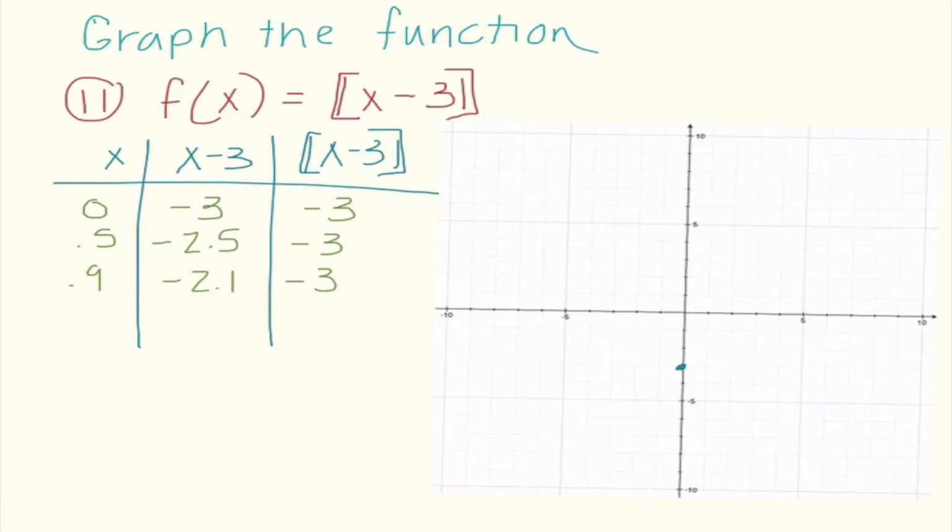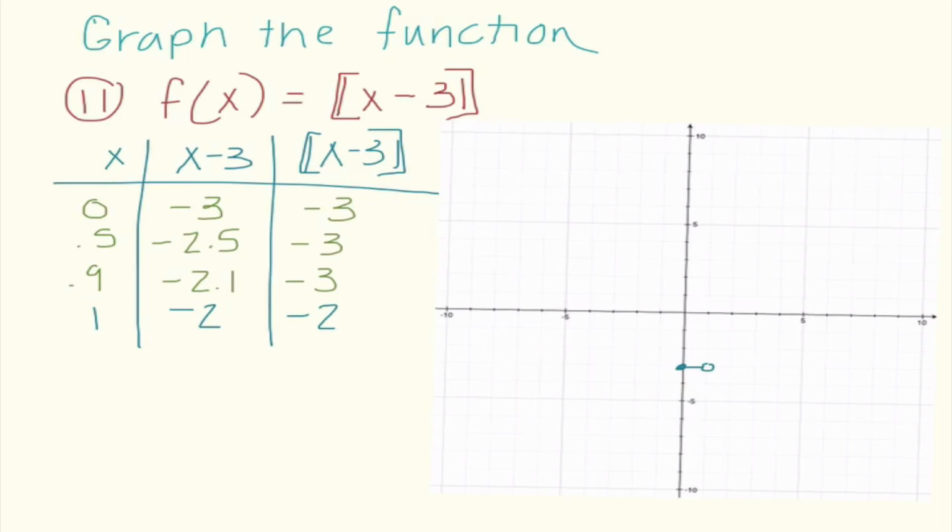Okay, I'm thinking it's going to be pretty far. In fact, let's go ahead and try 1. 1 minus 3 is negative 2. The greatest integer less than or equal to negative 2 is negative 2. So I'm going to draw an open circle at 1, negative 3, and that's telling me that leading up to this point, all our outputs are on this line.